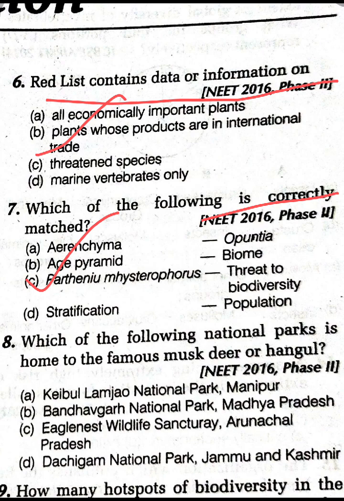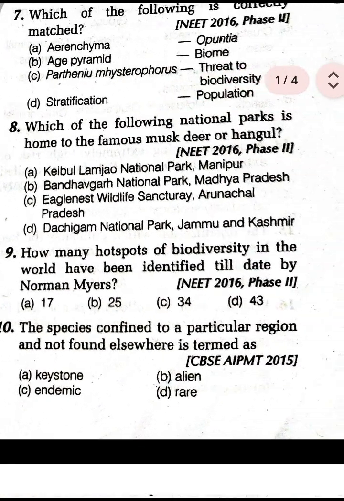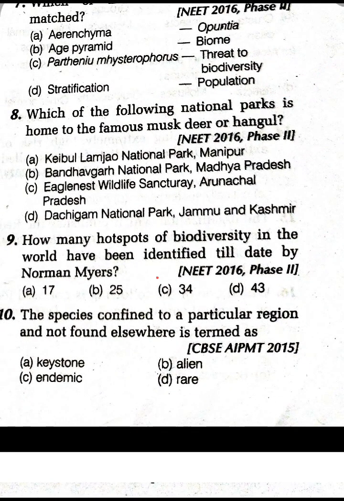Next, which of the following national parks is home to the famous musk deer or hangul? So option number D, the Dachigam National Park in Jammu and Kashmir. It is home to the musk deer or hangul. Next, how many hotspots of biodiversity in the world have been identified till date by Norman Myers? So there are 34 hotspots that have been identified till date.